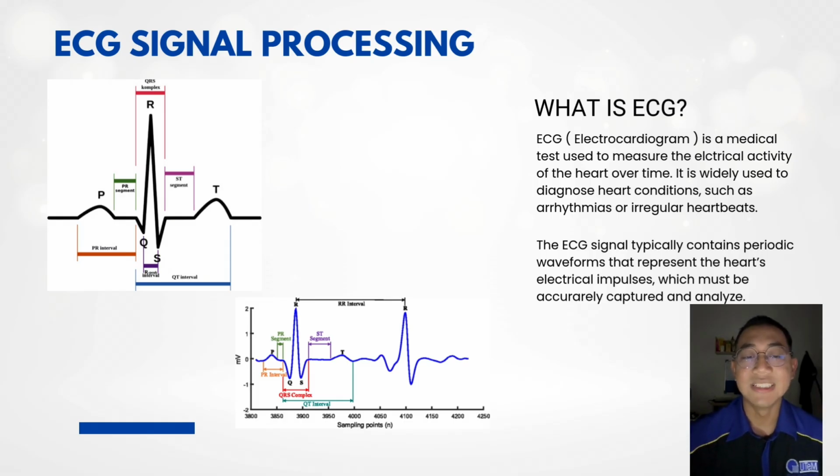What is ECG? ECG stands for electrocardiogram. This is a medical test used to measure the electrical activity of the heart over time. It is widely used to diagnose heart conditions such as arrhythmias or irregular heartbeat. The ECG signal typically contains periodic waveforms that represent the heart's electrical impulses, which must be accurately captured and analyzed.